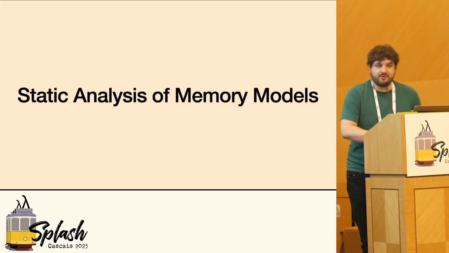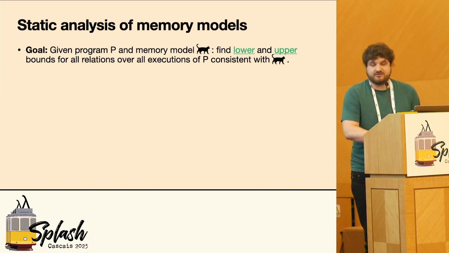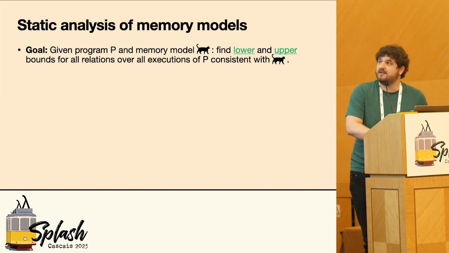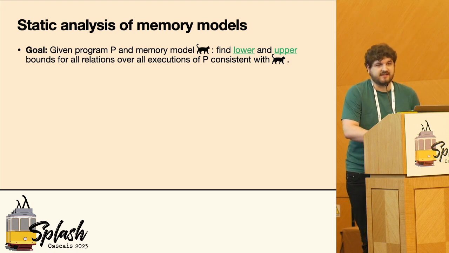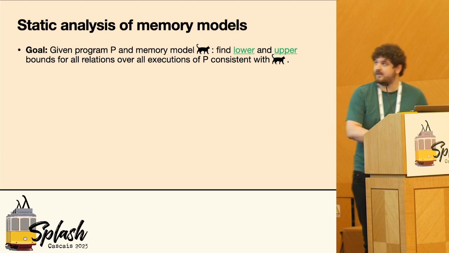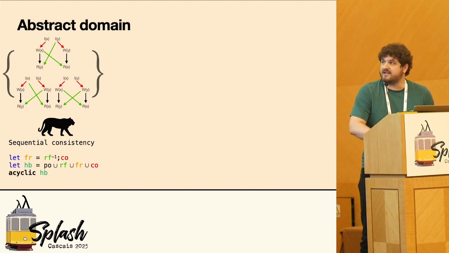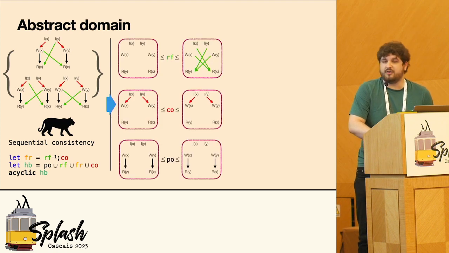Okay, so now we want to do static analysis, and actually some very simple static analysis. Given the program and this CAD model, we simply want to find lower and upper bounds for all these relations over all possible executions. You can think of this as an interval abstraction, but on the level of relations instead of, for example, integers. Now, here is a very simple example. Say we have this set of 3 execution graphs. The lower and upper bounds would look like this.